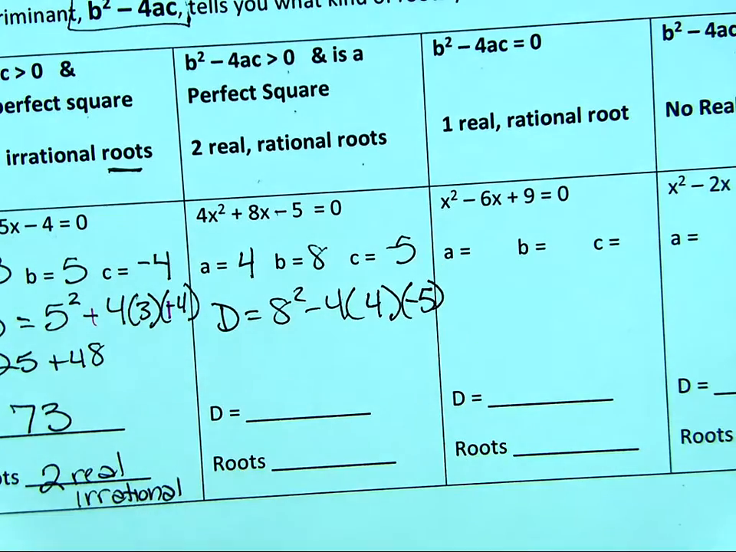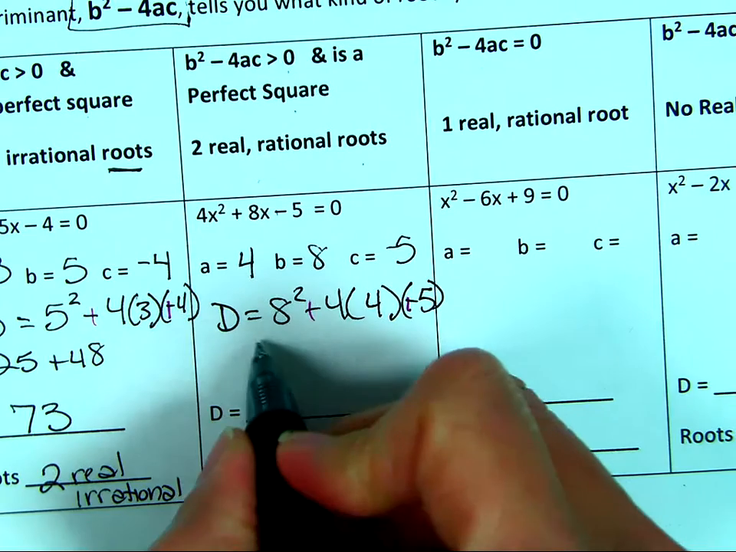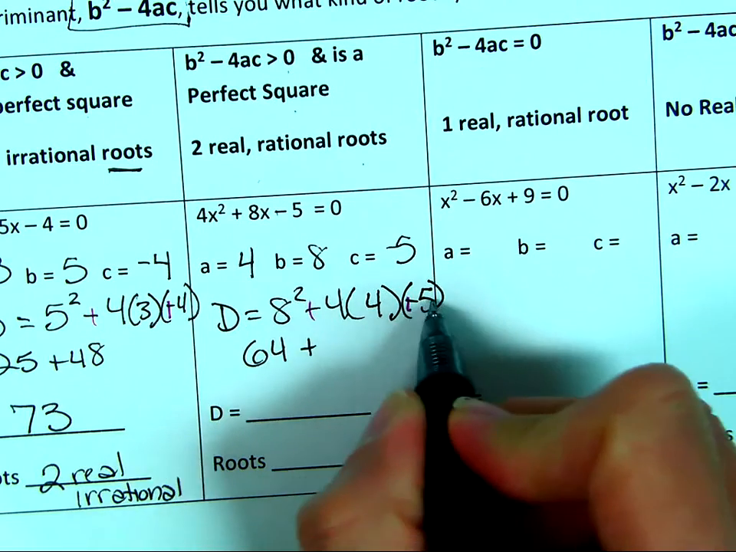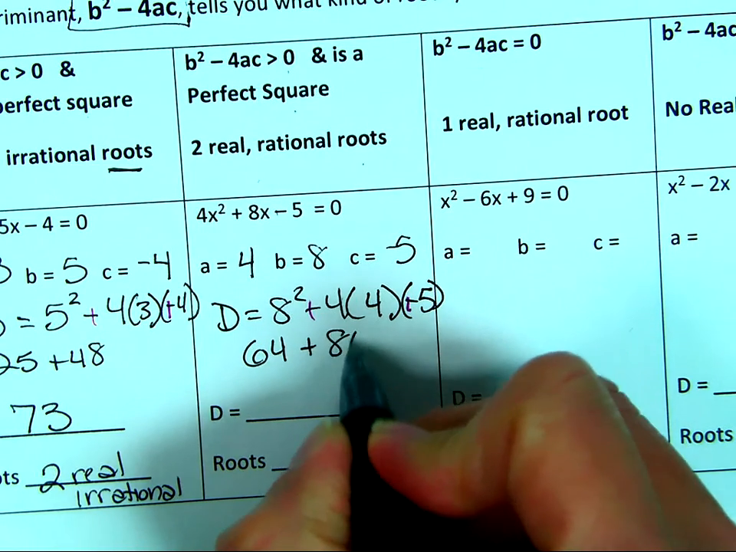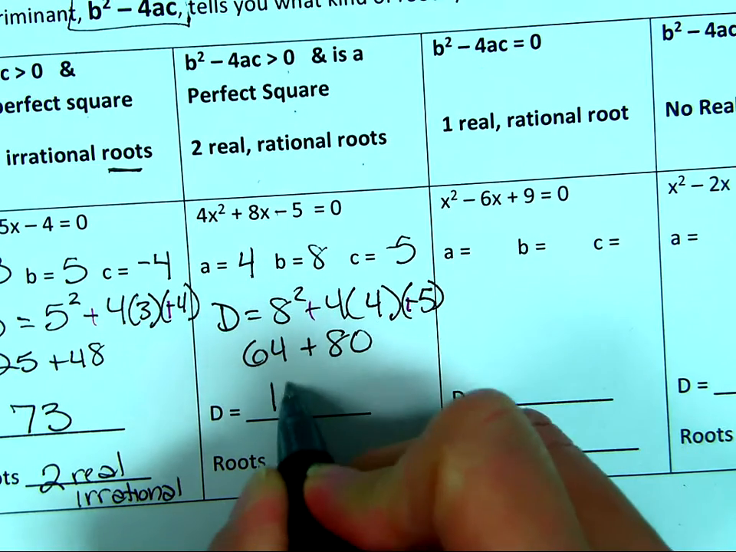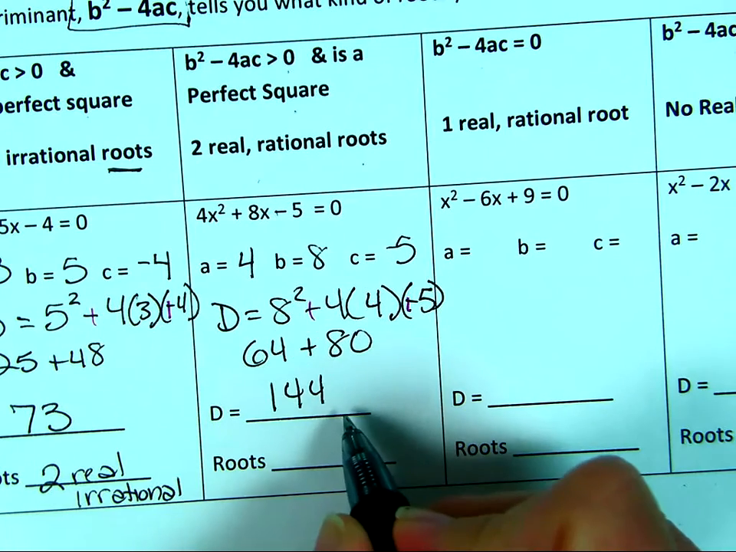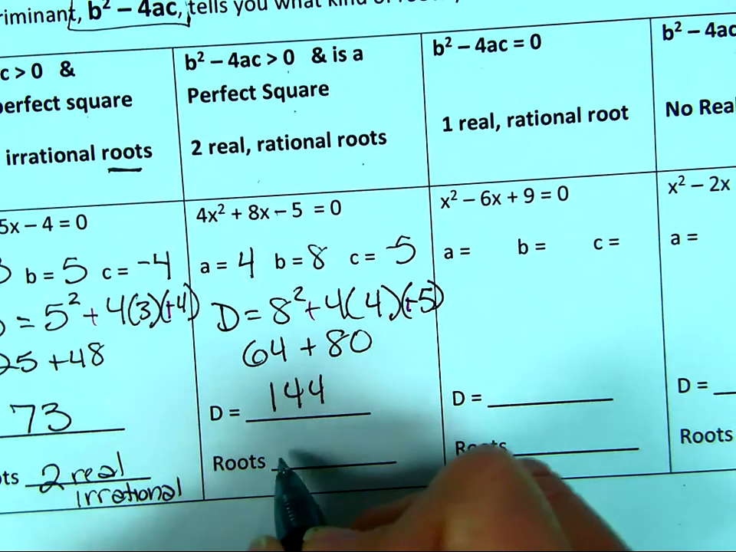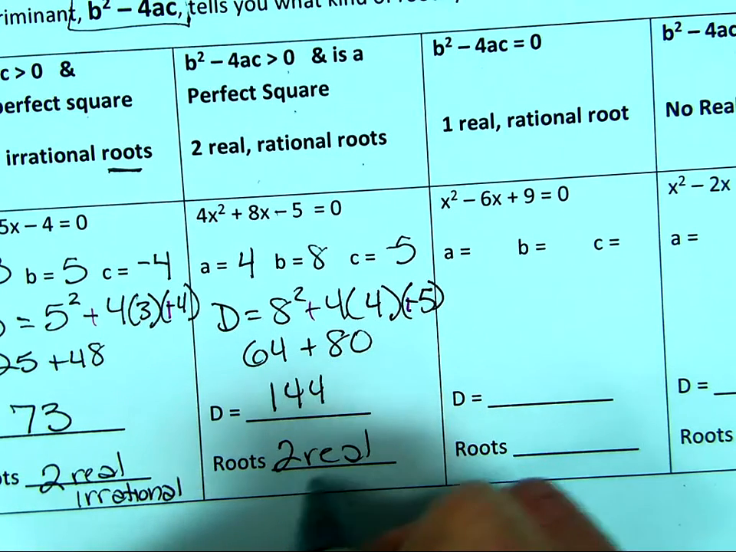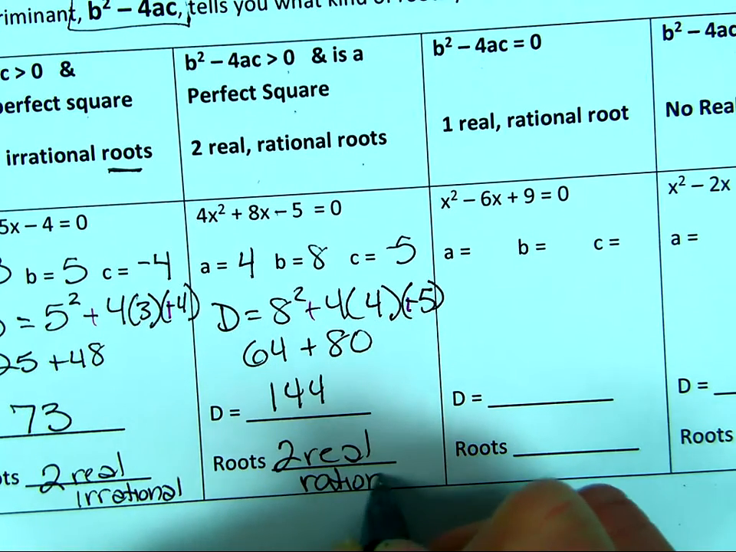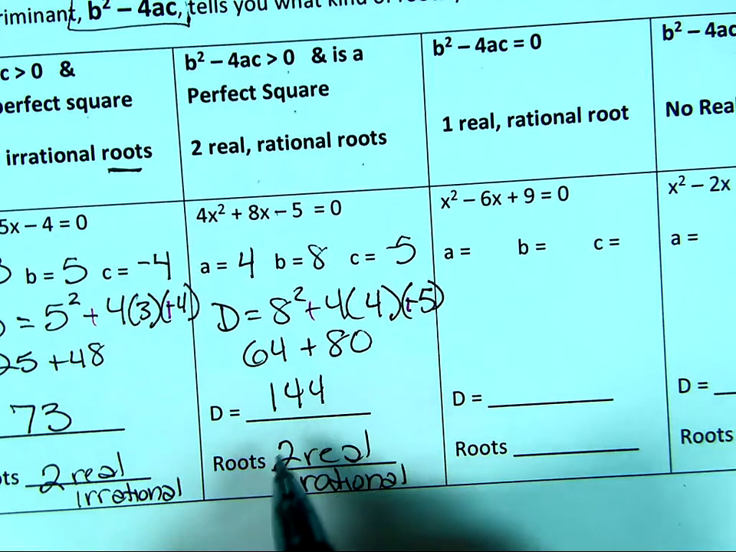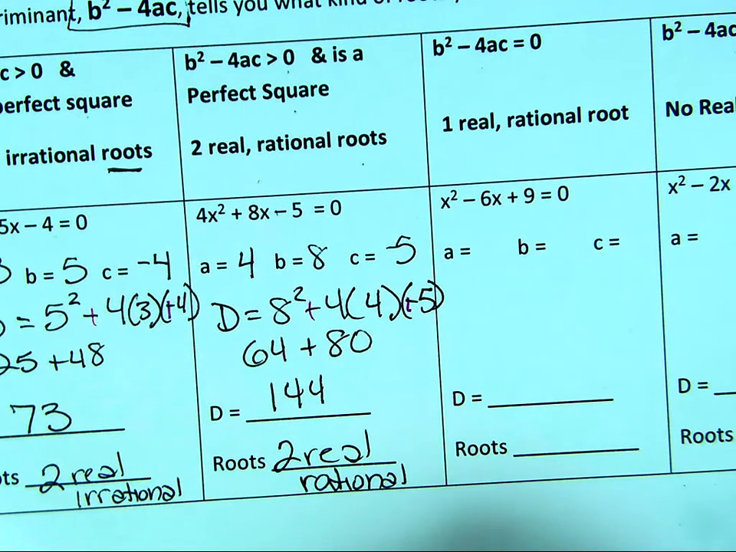So again, my negatives cancel out, and I'm left with 64 plus, that's 20 times 4, that's 80, and that's 144. That's a perfect square. The square root of that is 12. So now I know I have two real rational roots. I'm actually going to be able to take the square root of that and then add it to my other stuff in the formula. So it's going to turn out nice and pretty. The irrational ones, you've got to use a decimal approximation.